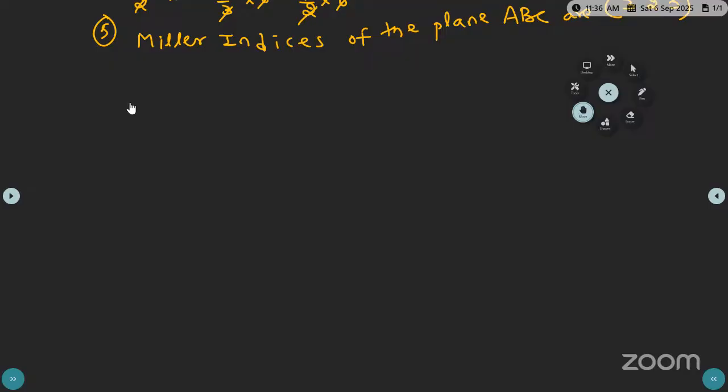Third one: all equally spaced parallel planes have the same index number, in brackets (hkl).